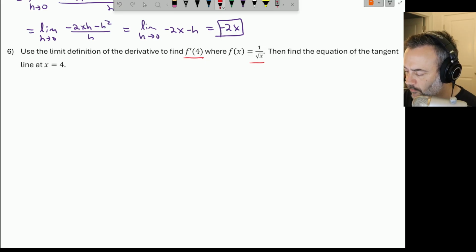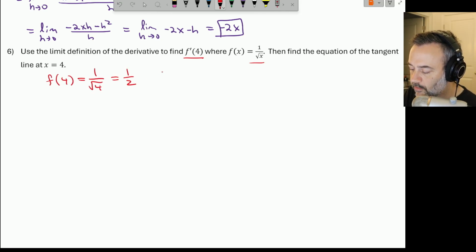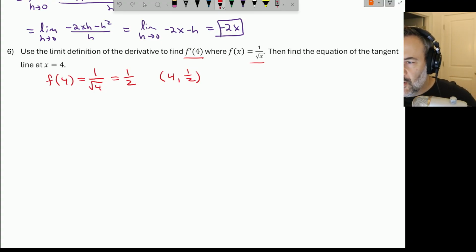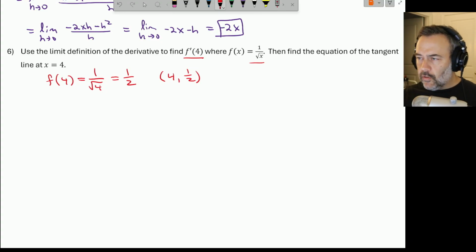Since we need the equation of the tangent line, let's just calculate f of 4 first. That's easy, 1/2. So I know the point of tangency is (4, 1/2). Okay, so that's done. Now we're going to find the derivative at 4.